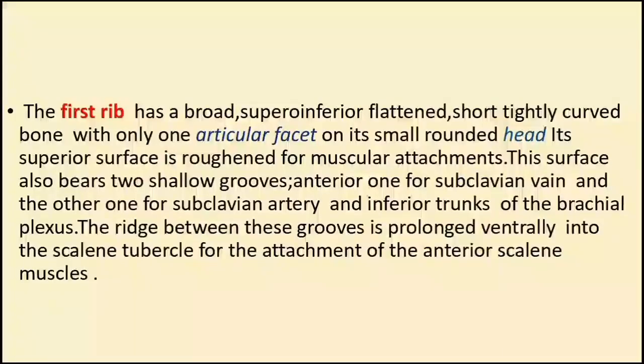So these are the unique features of the first rib, which we said has only one articular facet on its small rounded head, as well as other grooves along its length.